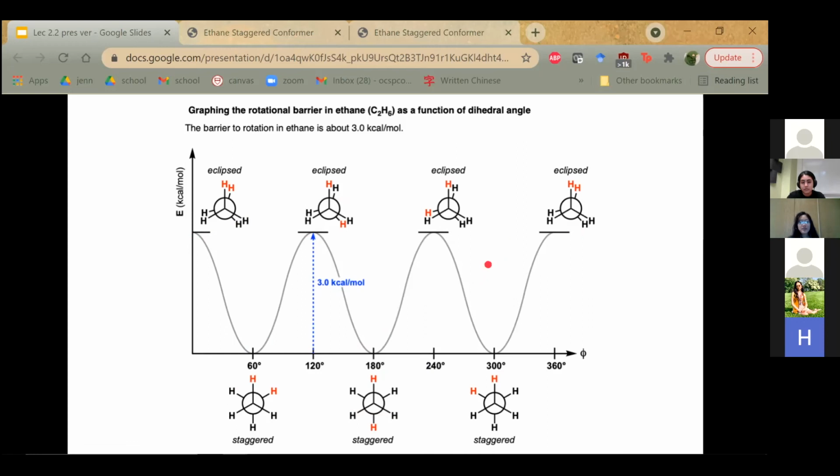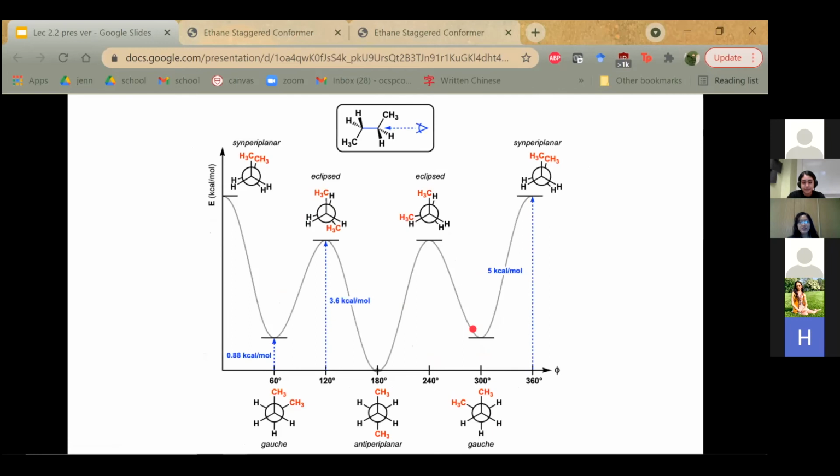So let's look at something that's a little more complicated. Let's look at butane. So once again, this is going to be an alkane. It has 4 carbons. And really familiarize yourself with those prefixes because it's going to come up over and over again in organic chemistry. So we're going to look at the energy diagram for this molecule. This one's going to be slightly more complicated because it's not just hydrogens that are going to be your substituents.